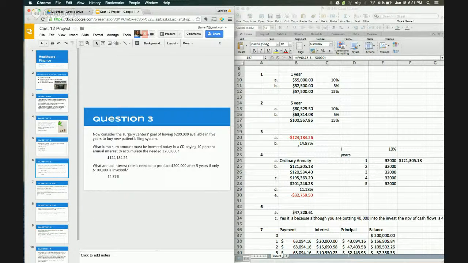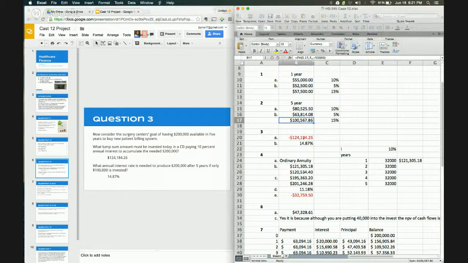So going over to Excel, what we did is we used the present value function, and we put in 10% here, and then 5 years here, and then they want to know how much money. So we want $200,000. It's going to take $124,184.26 in order to get that amount of money in 5 years.